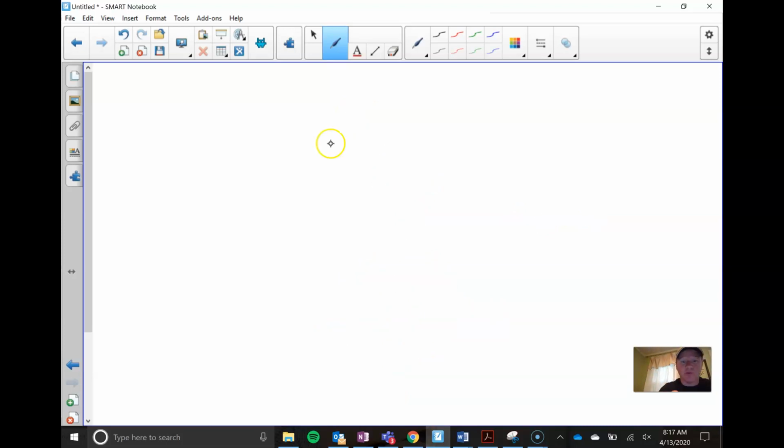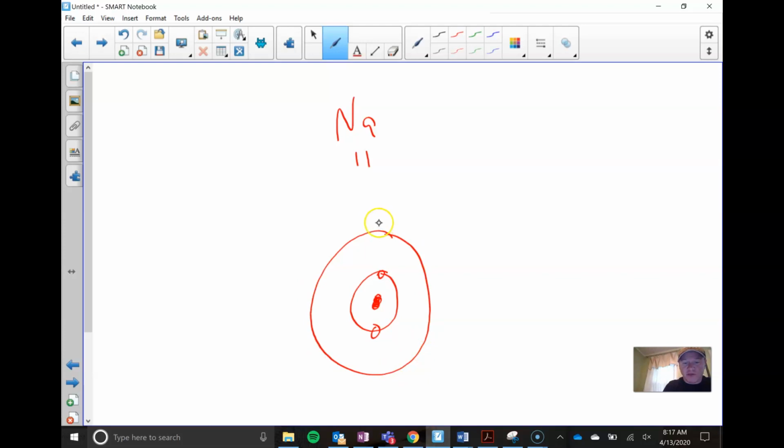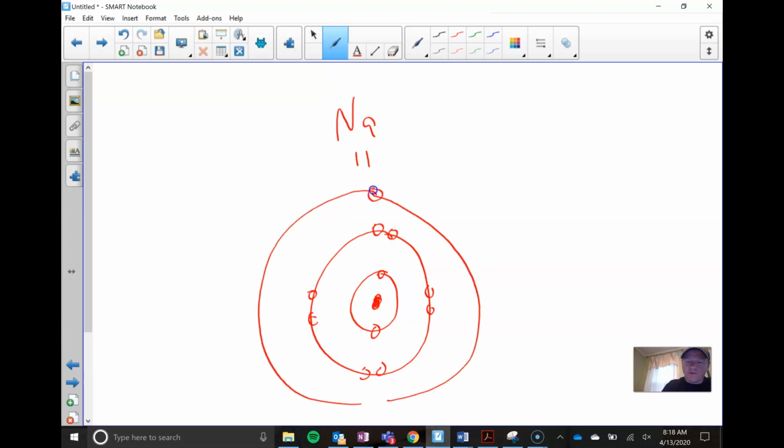Just another quick example using a Bohr model. Let's go with an atom of sodium. Sodium has 11 electrons. So there's the nucleus. The first 2 electrons go in the first energy level. It's full, so now the next 8 go in the second energy level. So now we've placed a total of 10, and the 11th electron will go in the third energy level. So there's all 11 electrons. Sodium has 1 valence electron.